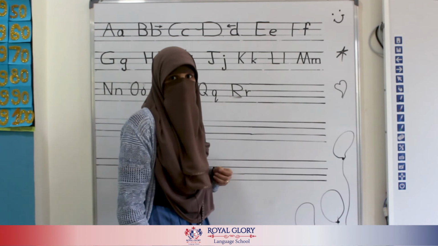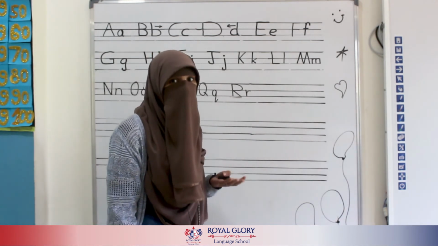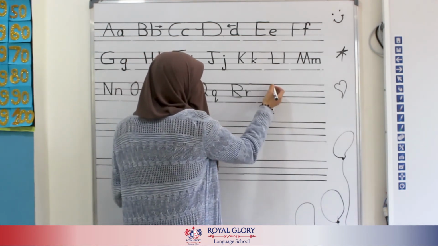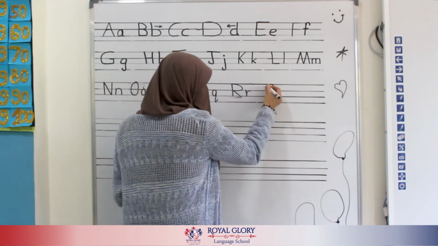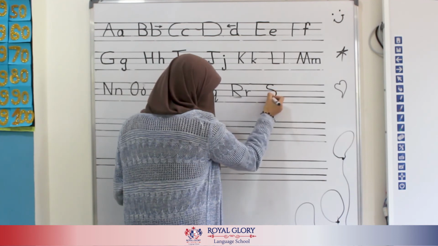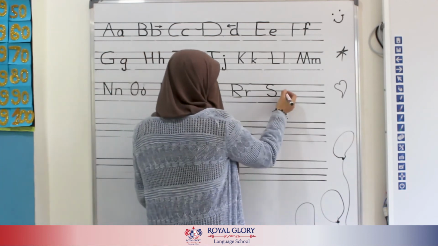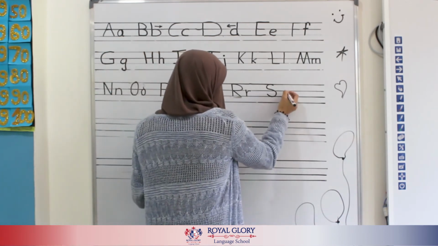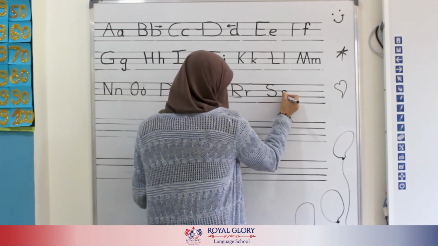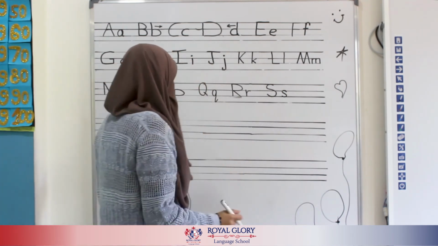Letter S. Its sound is S, like in snake. How to write it? From line number 1, curve around like this, curve around and another curve around. Okay. The lowercase between line number 2 and line number 3: 2 curves down, 2 curves round like this. Curve, curve, curve, curve up. Okay. Like a snake.